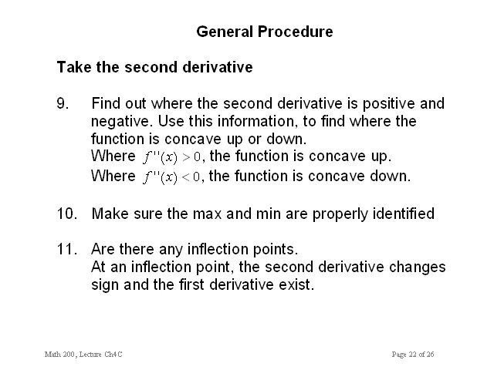Continuing along, let's take the second derivative. The second derivative will tell you where the function is concave up or concave down. If the second derivative is positive, it's concave up. If the second derivative is negative, it's concave down. You can use this to identify your maxima and minima too. Are there any points of inflection? At an inflection point, the second derivative changes sign, like from plus to minus or minus to plus, and the first derivative exists.